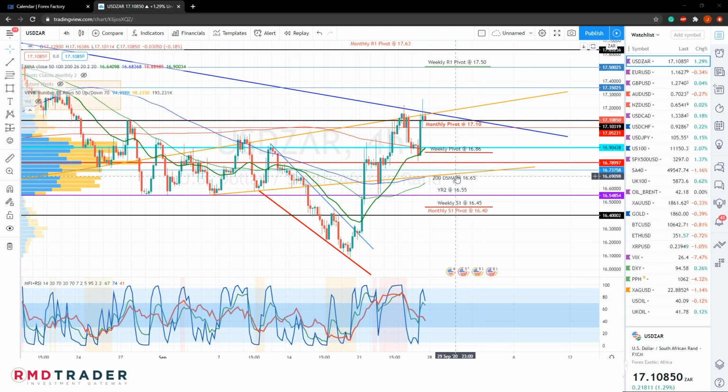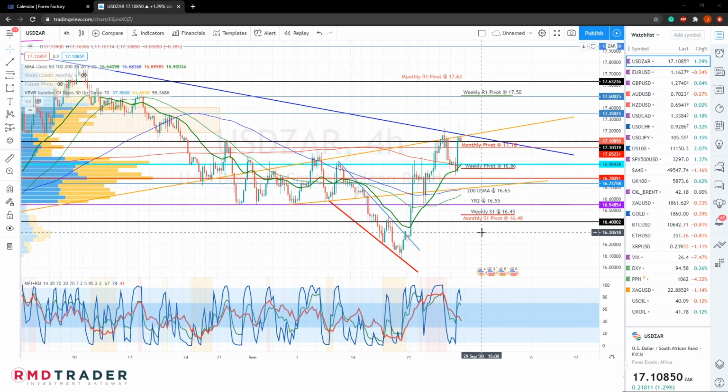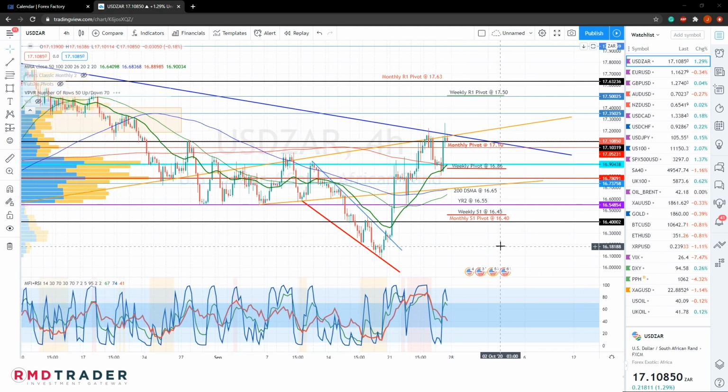If we close below major support, initial support would be at this 1665 level, and that is where we find our 200 daily SMA, also this 4-hour 100 SMA, and possibly also where we would meet up with this 50 SMA on the 4-hour. Below that, we have our yearly R2 pivot, which is the major support at this stage. And if we close below that, of course, that will now reverse the trend again back towards a bearish outlook, and we can expect price to move even lower.